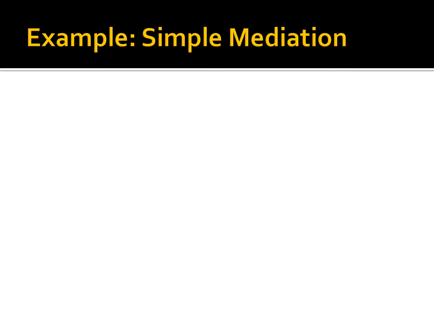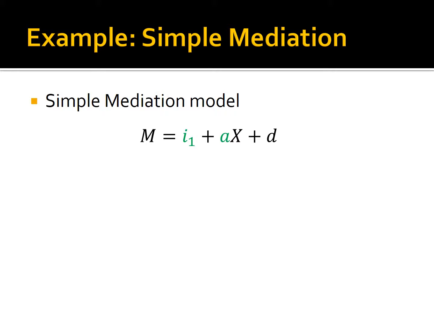So the next step, I would like to show you the simple mediation model such that m is predicted by x. So i1 is the intercept and a is the slope from x to m, and d is the error term, and y equals i2, which is the intercept, plus b times m, where b is the slope of m to y, and c prime is the slope from x to y, plus the error term.